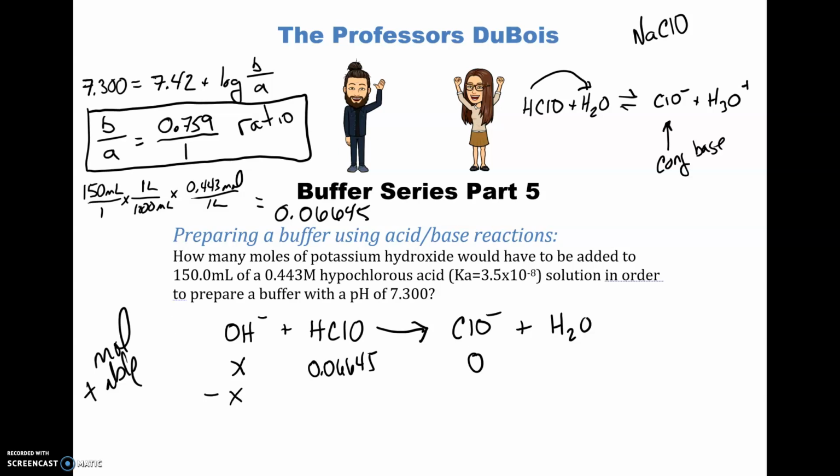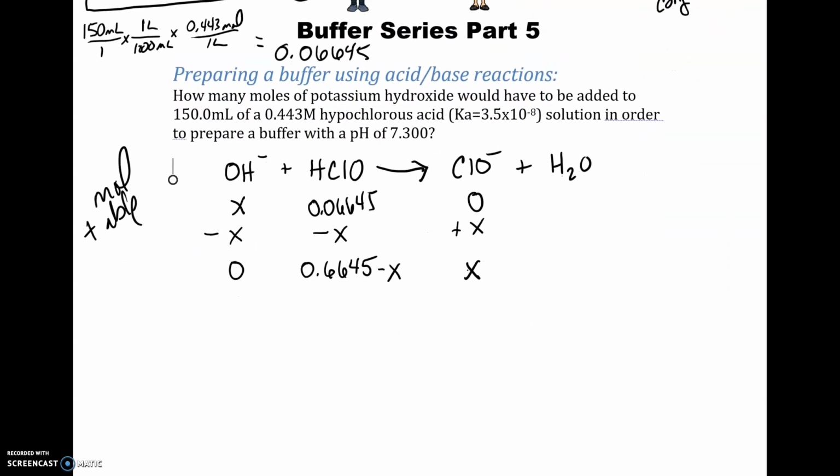So our base will go down by some amount. Of course, we're going to also have our acid go down by that amount, and our base will go up. So after this reaction is complete, we will have 0.06645 minus that amount of acid, and we will have that amount of base. And we need it to equal that ratio of 0.759 that we calculated before, because we need this buffer to be 7.3. It's after the completion reaction, so it's not an equilibrium.